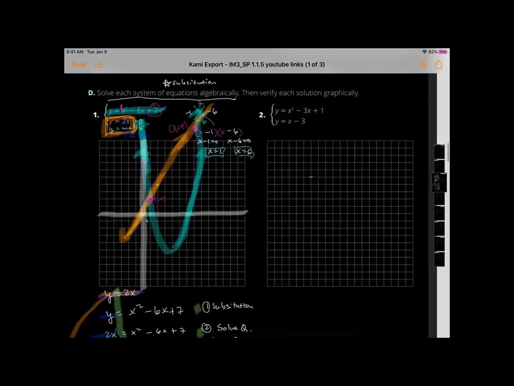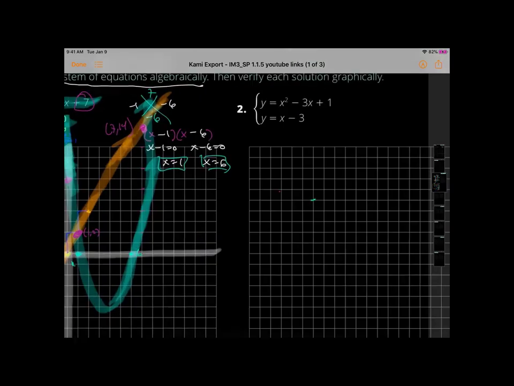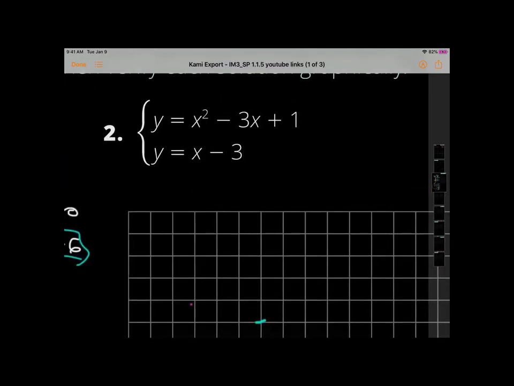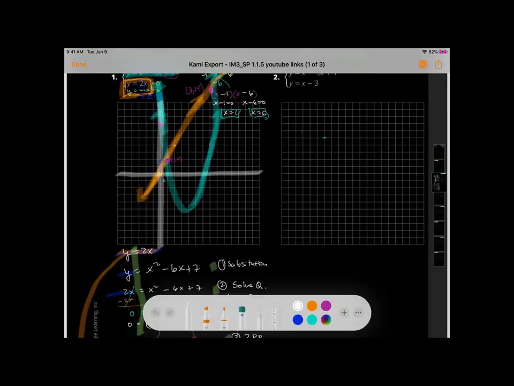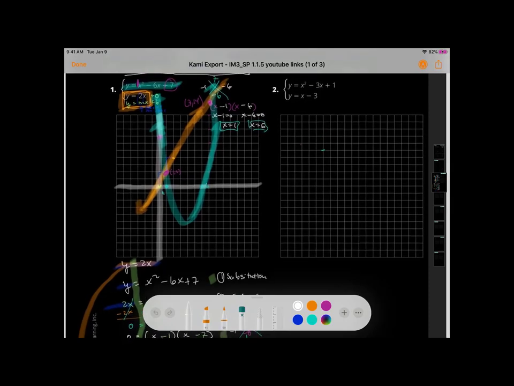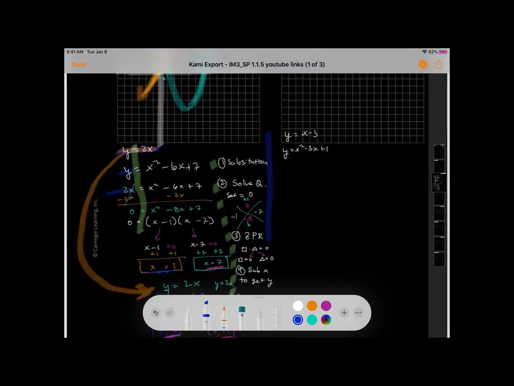Hey guys, let's go over D2. Solve each system of equations algebraically, then verify each solution graphically. So we're going to solve the systems by substitution. How did I know by substitution? You'll notice that both those equations, the quadratic with the power of 2 and the one to the first power, are both equal to y. So let me go ahead and write down those problems below, and we can work on this. So I have y equals x squared minus 3x plus 1. And I have y equals x minus 3.